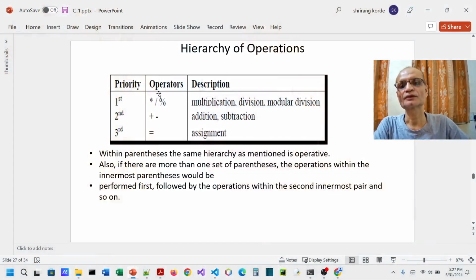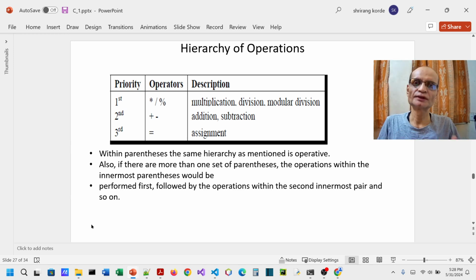So let me show you a slide. Here you can see that the priority of operators is highest for multiplication, division and modular division, which is essentially the remainder operator. Then the second priority is for plus and minus, that is addition and subtraction, and the last priority is for assignment, which is equal to.